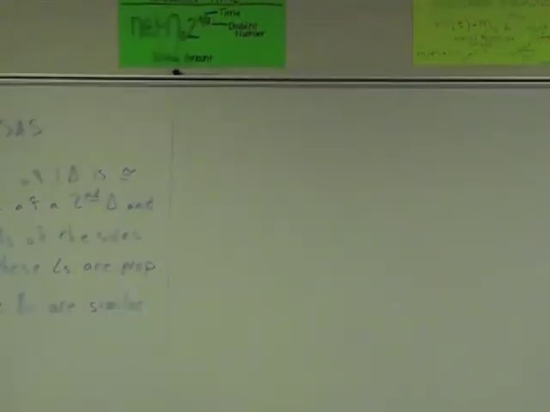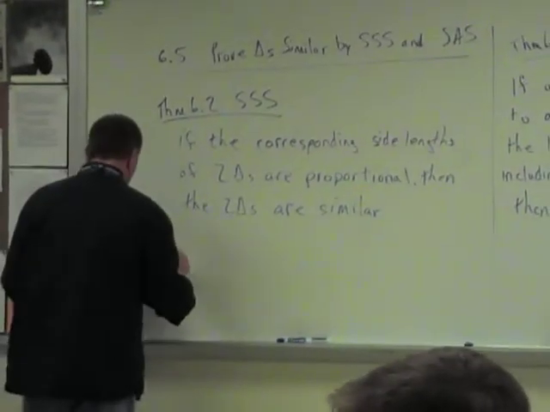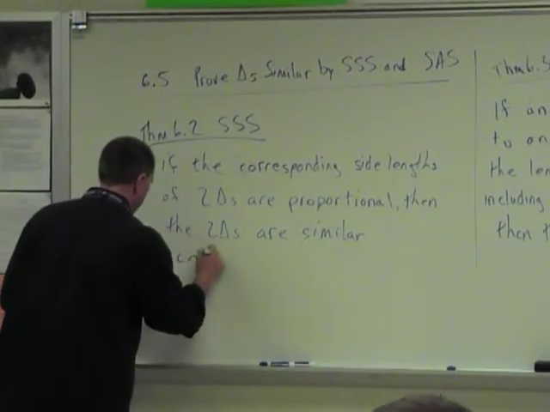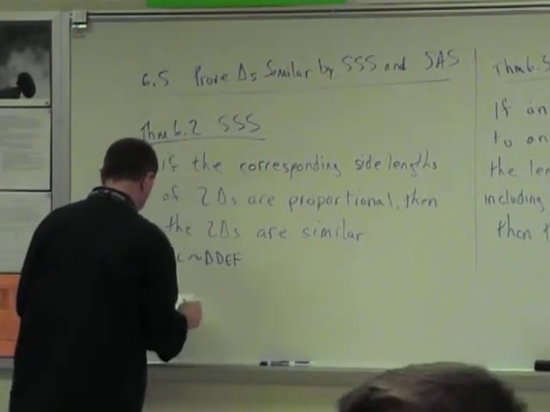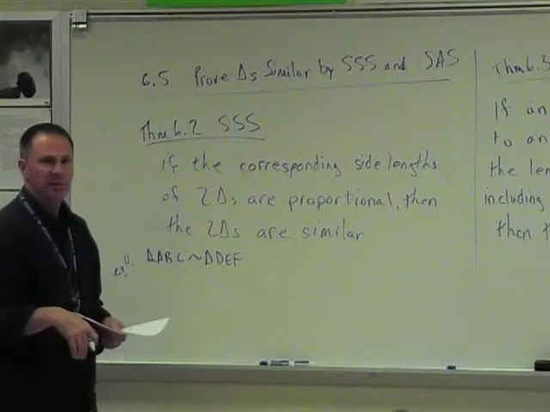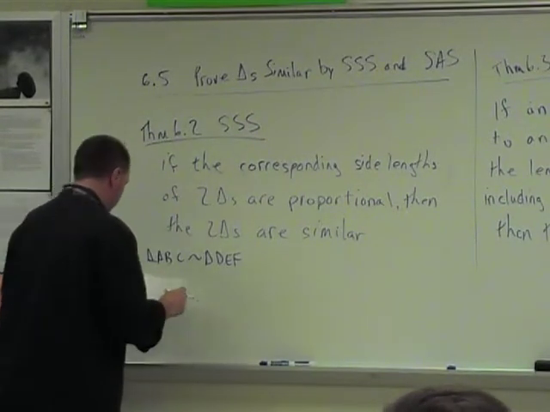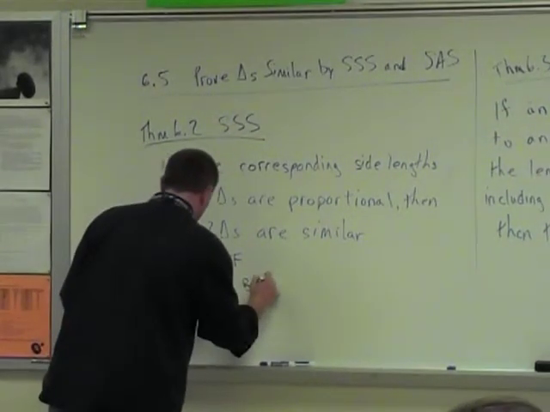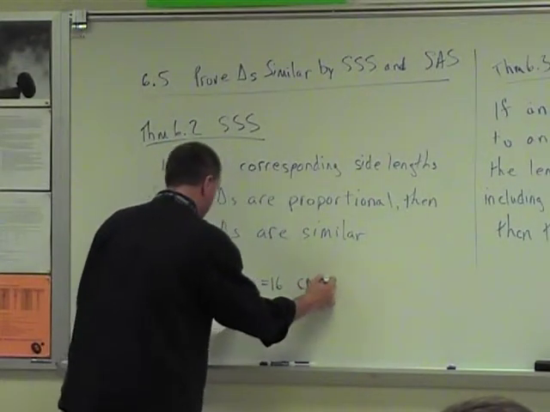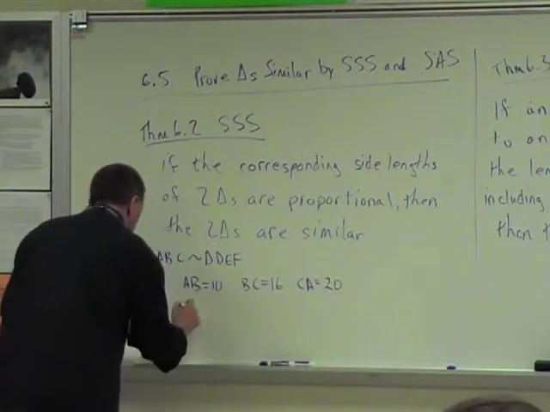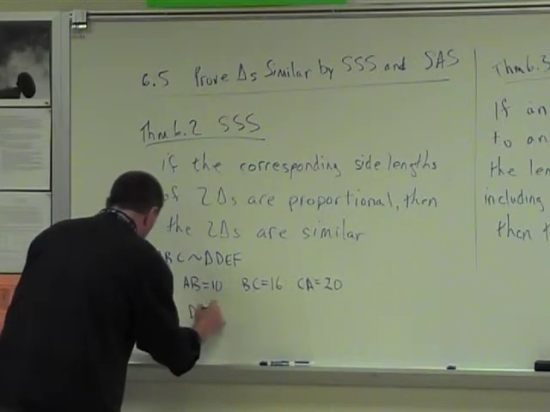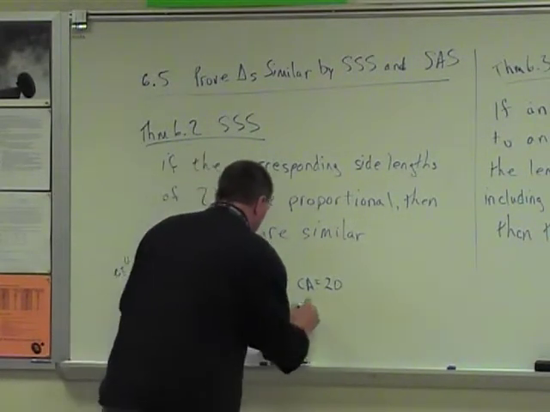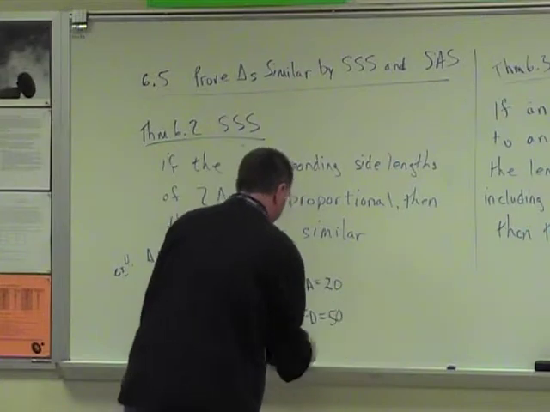Down here we'll do an example of this one. This is example 4. It says triangle ABC is similar to triangle DEF. Verify that it is, and give me the scale factor. So here you have AB is equal to 10, BC is equal to 16, CA is equal to 20. DE is equal to 25, EF is equal to 40, and FD is equal to 50.